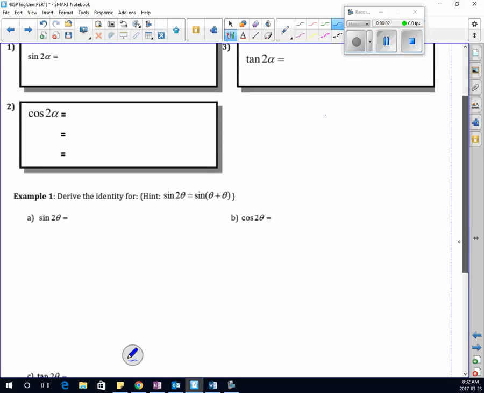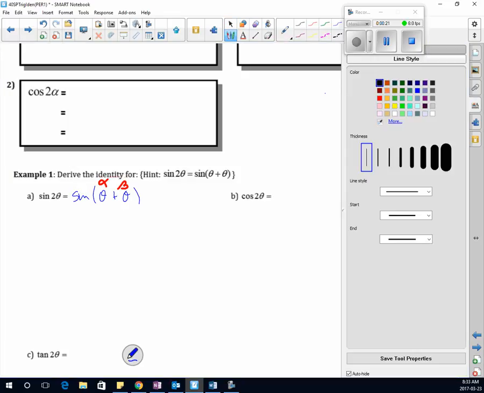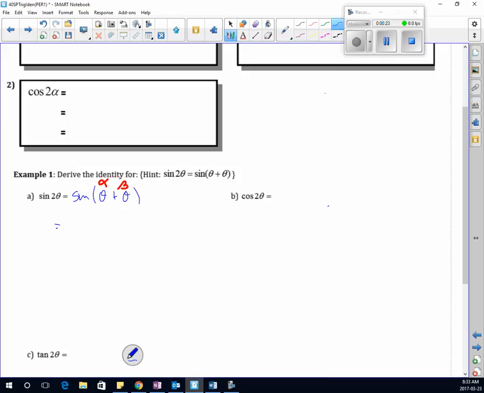Let's try to prove these new formulas. And so that's what I was saying, write this out as sine of theta plus theta, because then that is your alpha and beta, right? So now you're going to be plugging it into the sine alpha plus beta formula. So if you do that, the formula is sine alpha, so that's sine theta, cos beta, which is theta, plus cos alpha, which is theta, sine beta, which is theta.